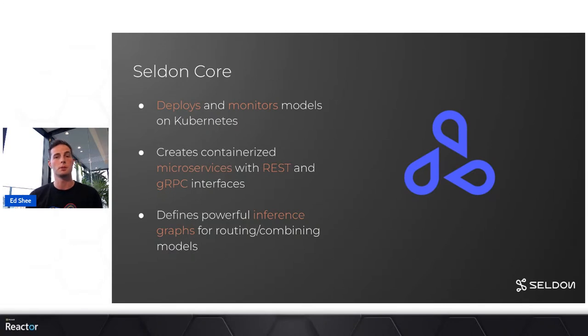In the simplest terms, an inference graph is a way to combine different machine learning models. Often your application isn't as simple as just send a request, predict something, and send it back. It might be that first you want to run one classifier.